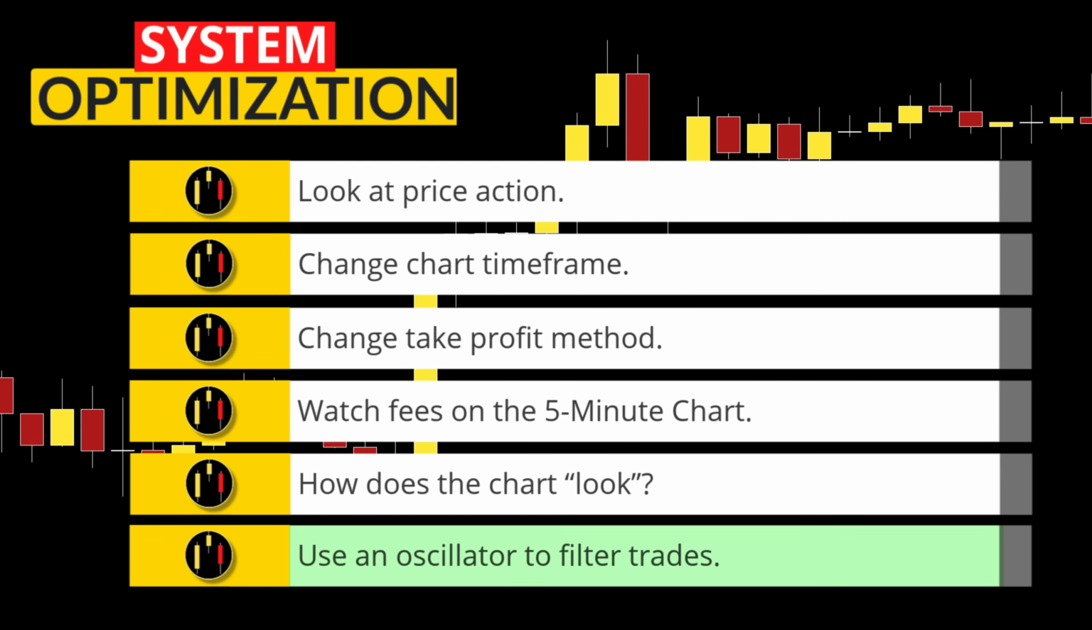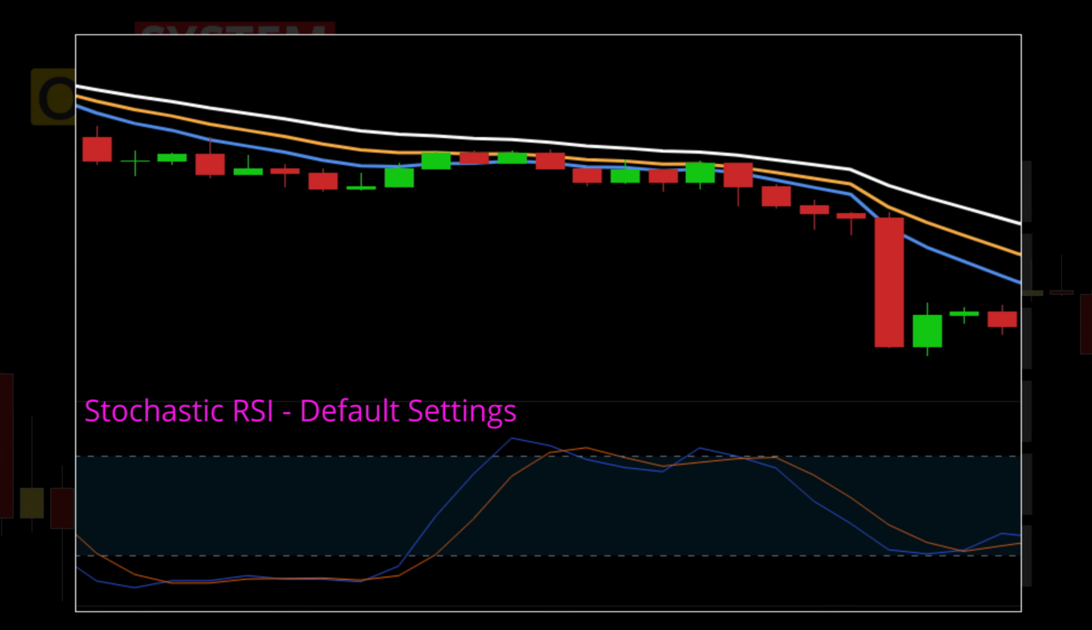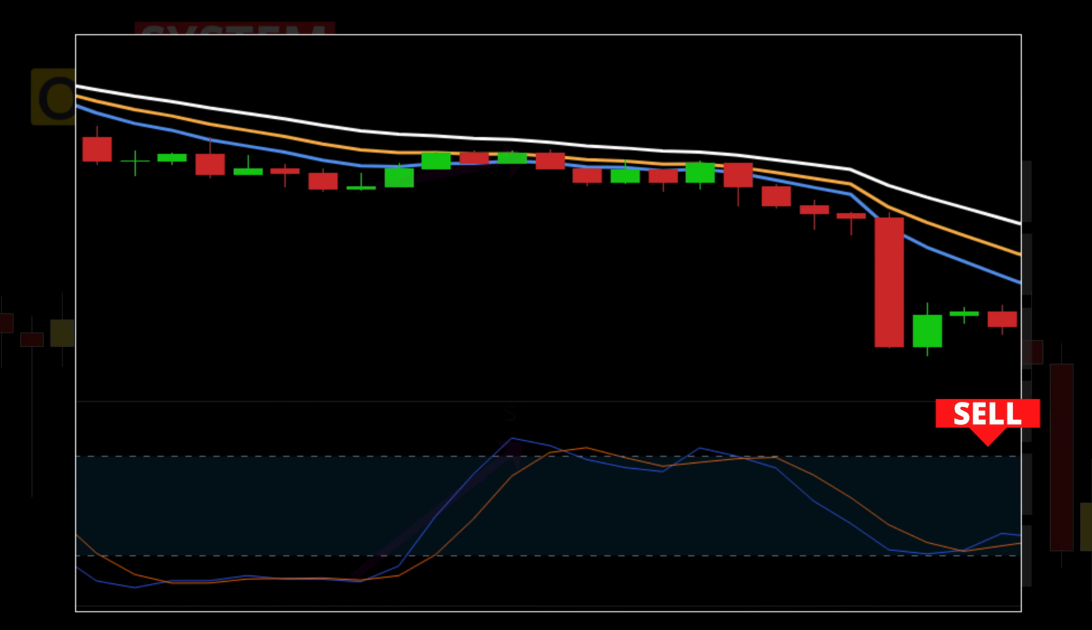Additionally, adding an oscillator on the chart, like the stochastic RSI, can help confirm setups. A little trick is looking for when the stochastic RSI moves to overbought very fast relative to the small price move. This is a good indication that a trend continuation is coming soon.